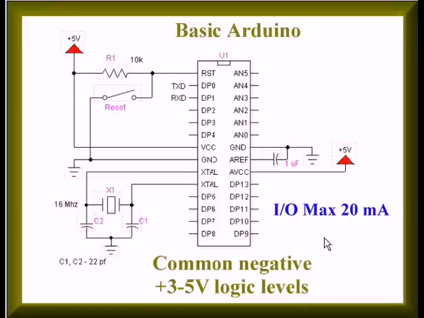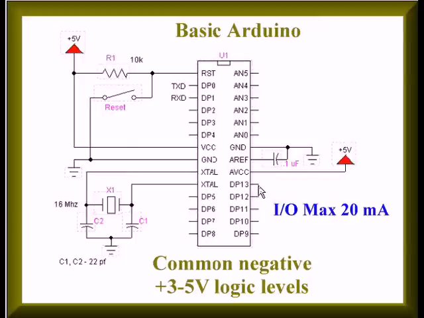First, let's take a close look at a typical microcontroller, in this case the Arduino. It's important to note that it has a negative common or negative ground and a positive 5-volt VCC. That determines a lot of how we're going to connect switches up, particularly transistor switches, to Arduino. The other important point to note is that the input-output pins have a maximum current out of 20 milliamps.